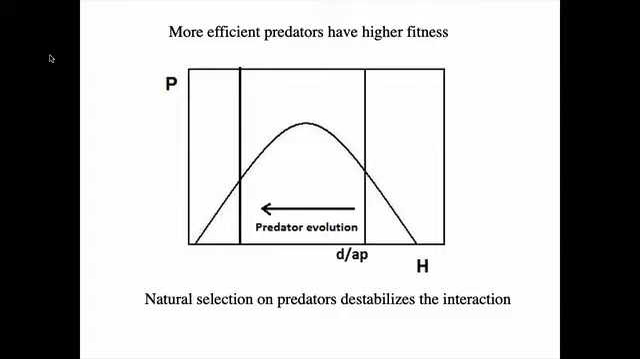Natural selection on predators moves this line to the left. But what does that do to the equilibrium? What kind of an equilibrium is this? Stable. What kind of an equilibrium is this? Unstable. Natural selection on predators destabilizes the interaction. If you get better at catching your prey, you're more likely to drive them extinct.